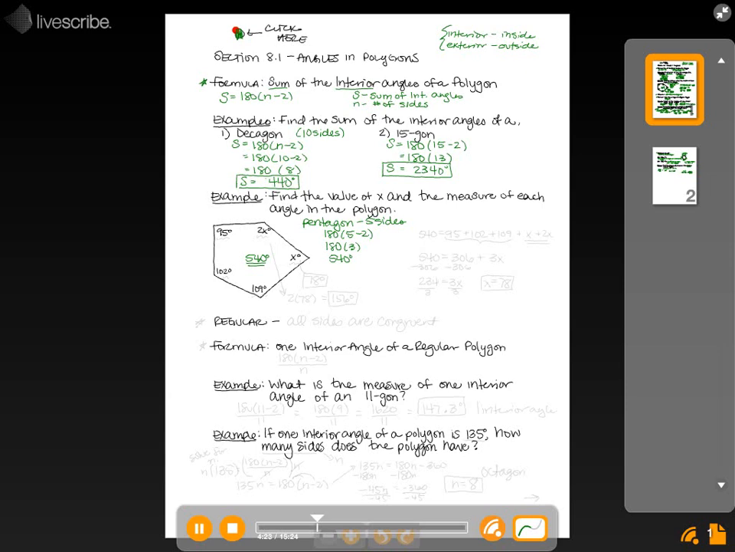So what we would do in this case, we know that the 5 angles are 95, 102, 109, x, and 2x. And we've used this idea before. All of these angles need to add to the whole sum of all the angles in the polygon.